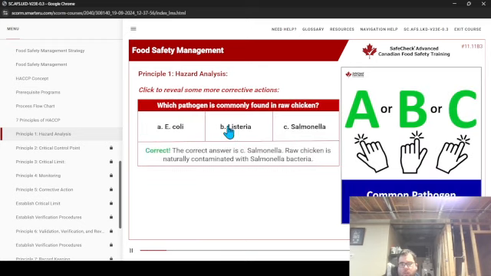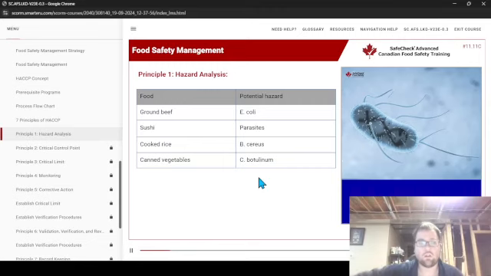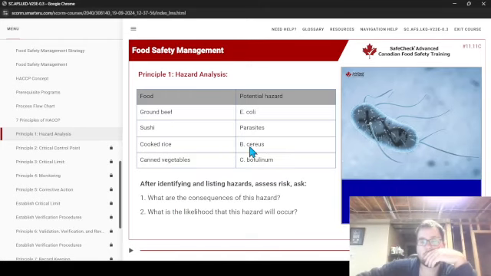Here are a few more examples. The potential hazard in ground beef is E. coli. Sushi may have parasites in the raw fish, and cooked rice may have B. cereus spores. Canned low-acid foods like mushrooms could have spores of Clostridium botulinum.